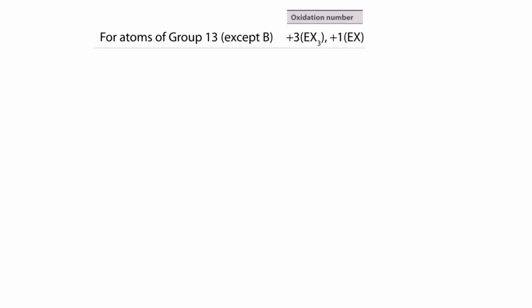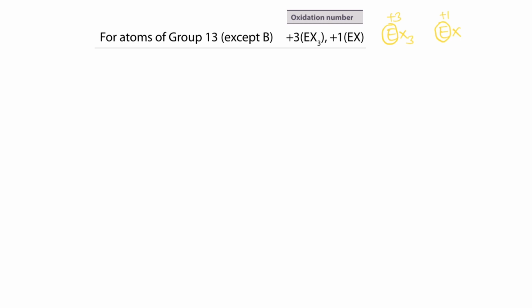For atoms of group 13, except boron, the remaining elements show +3 oxidation state, sometimes +1 oxidation state. The example mentioned is EX3, meaning this element shows the +3 oxidation state. Another example is EX, meaning this element shows the +1 oxidation state.